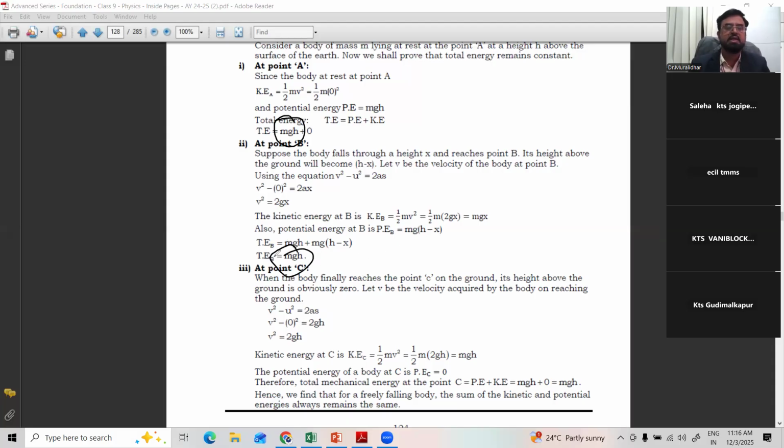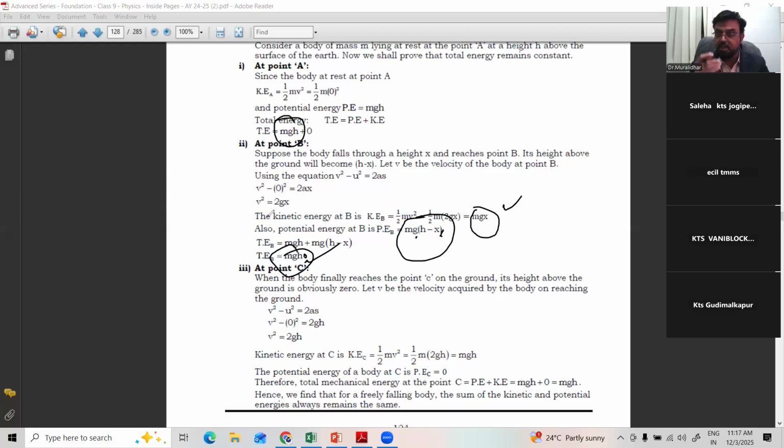So here, in the second case, point B, the kinetic energy is given by mgx, and the potential energy is nothing but mg(h minus x), because it has already covered some distance. So the total energy is again mgh only. Even though there is a change in kinetic and potential energy, in the first case, kinetic energy is 0, potential energy is mgh, total mgh. In the second case, kinetic energy is mgx, because the distance traveled is considered as x, and potential energy is mg(h minus x). Substitute to get the total energy mgh only.